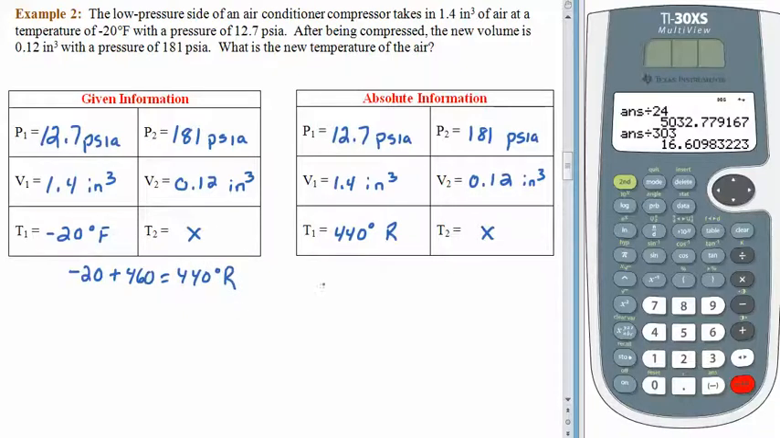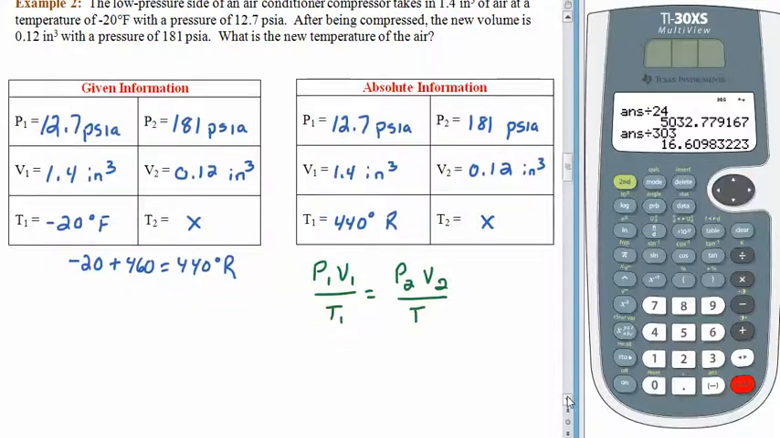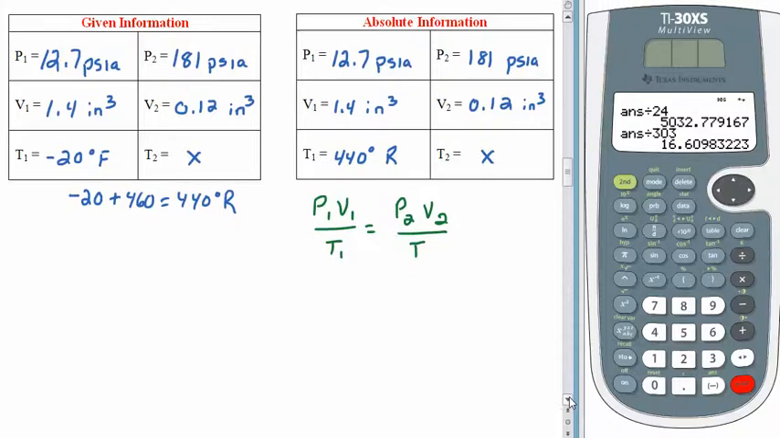And of course, the second temperature is unknown. So we're ready. Let's take the general law of perfect gas, P1 V1 over T1 equals P2 V2 over T2. Slide up and get a little more space, and fill in everything that we know. So let's see. P1 is 12.7.